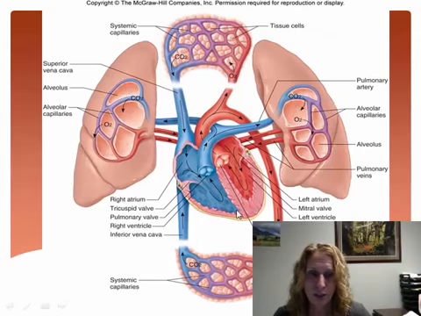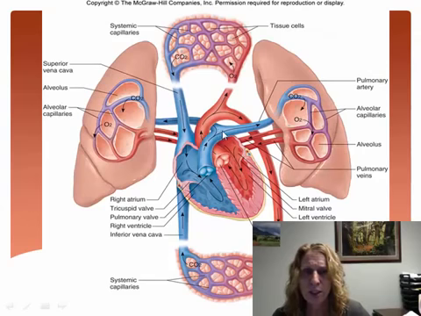This right ventricle has narrower walls, smaller walls, because it is only pumping blood to the lungs to become oxygenated. So the blood vessel that's going to carry it to the lungs is the pulmonary trunk, and it is guarded by this pulmonary valve. So the blood flows through the pulmonary valve to the pulmonary trunk. This trunk splits into the pulmonary arteries, and it's going to go to the lungs to become oxygenated.